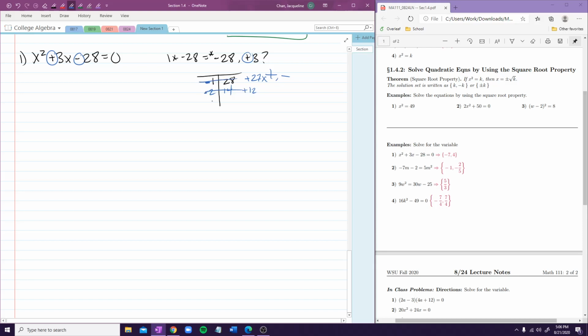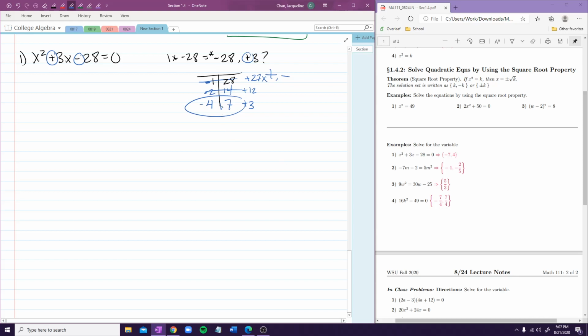Okay? 3 doesn't go in 28 perfectly, but what about 4 and 7? Right? It multiplies to be 28, right? And if I add them, they do add to be positive 3. So these are the numbers we are looking for.